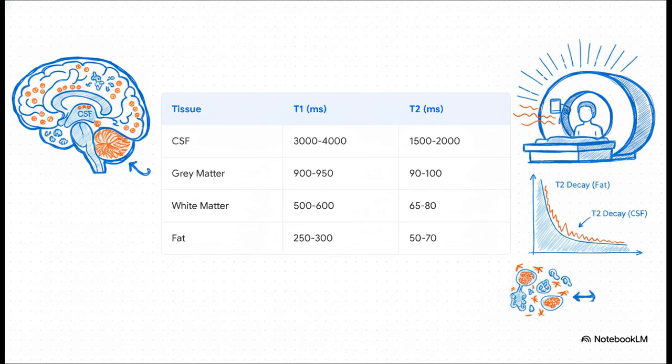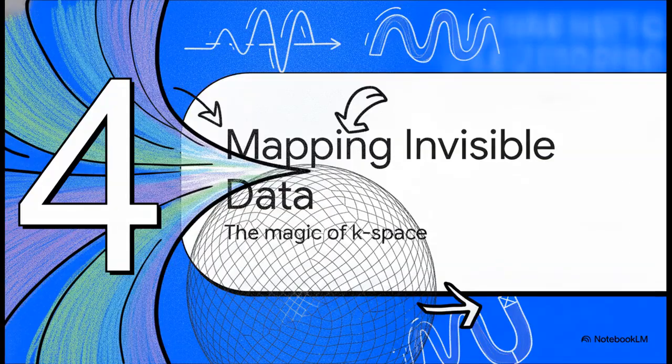This is what allows radiologists to clearly spot things like inflammation or tumors, because those conditions increase local water content and dramatically alter these relaxation times. Section 4. Mapping the invisible data, gradients, and the mathematical magic of K-space.